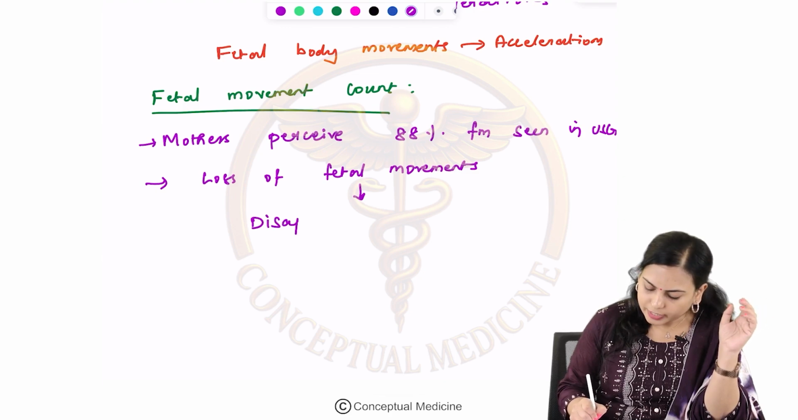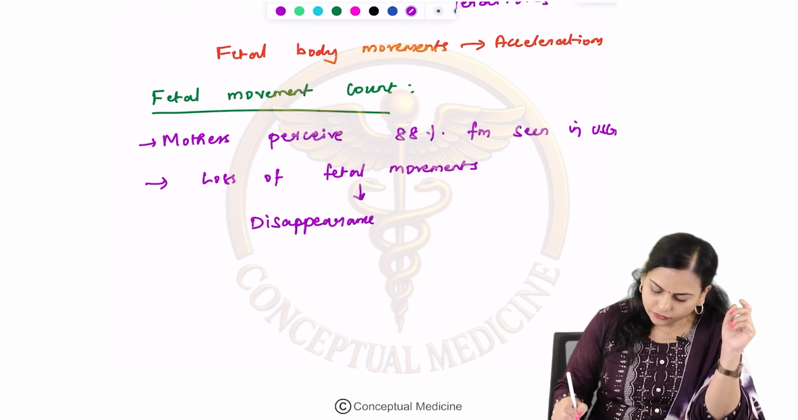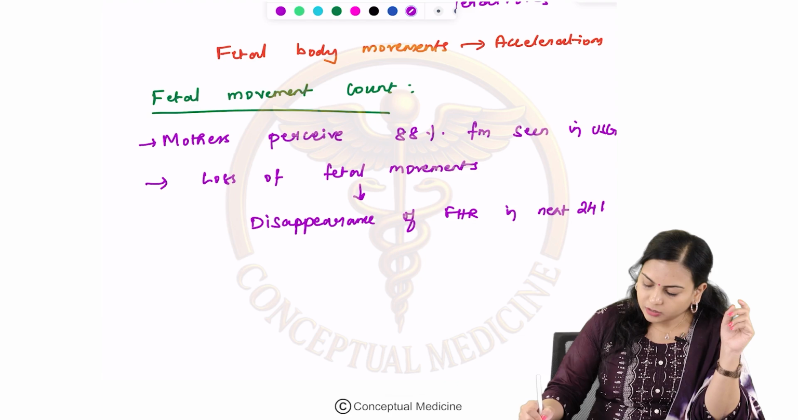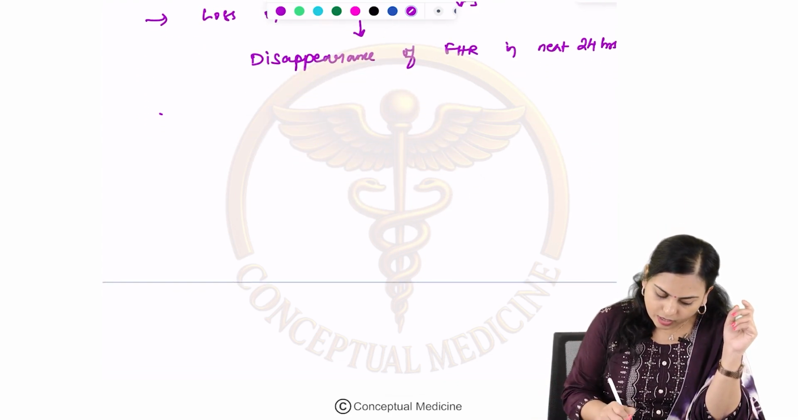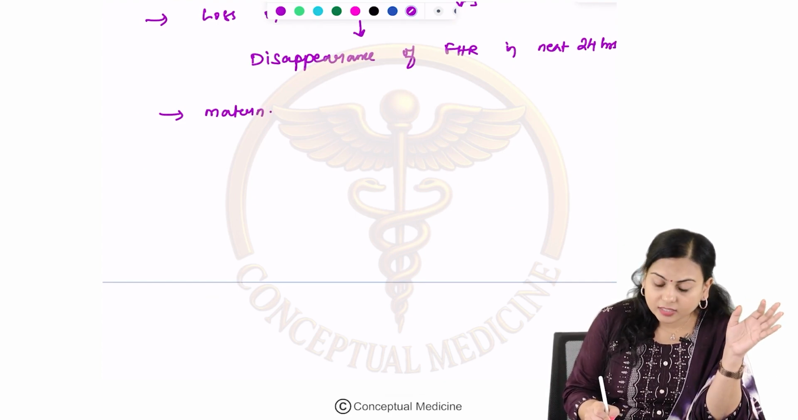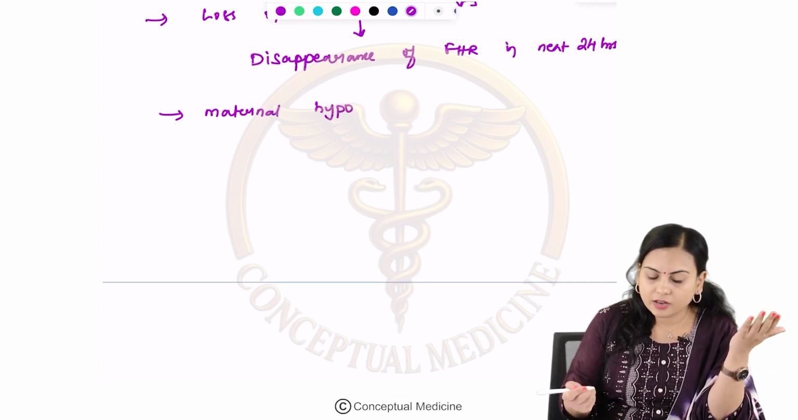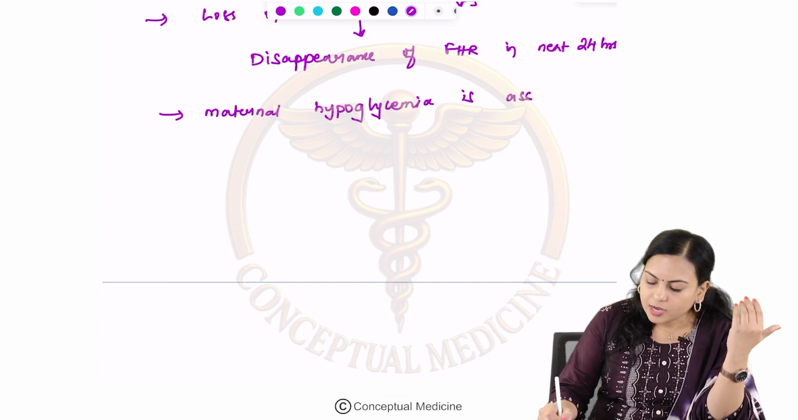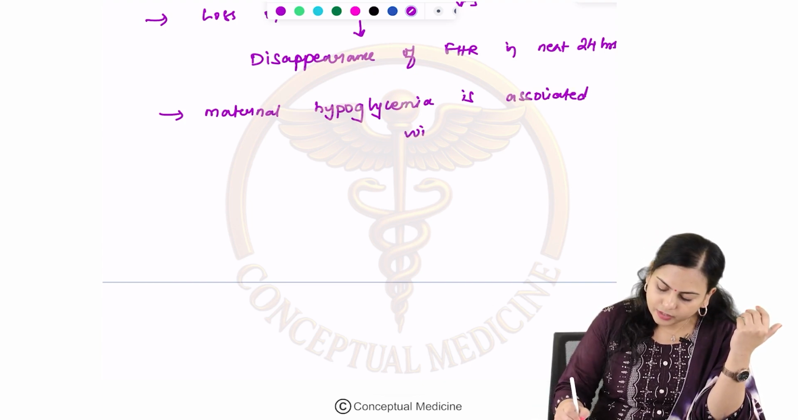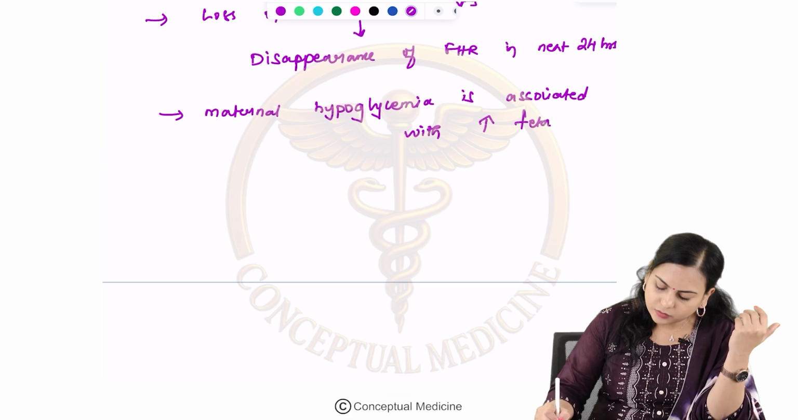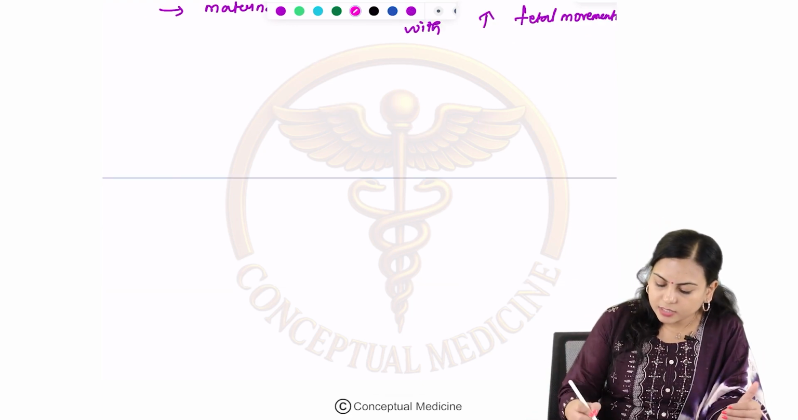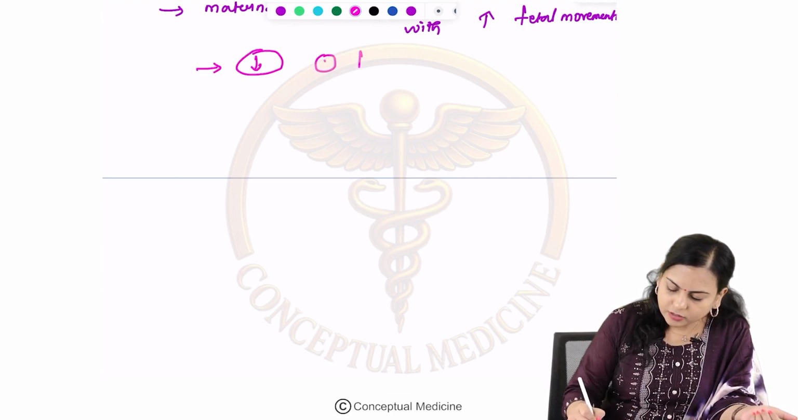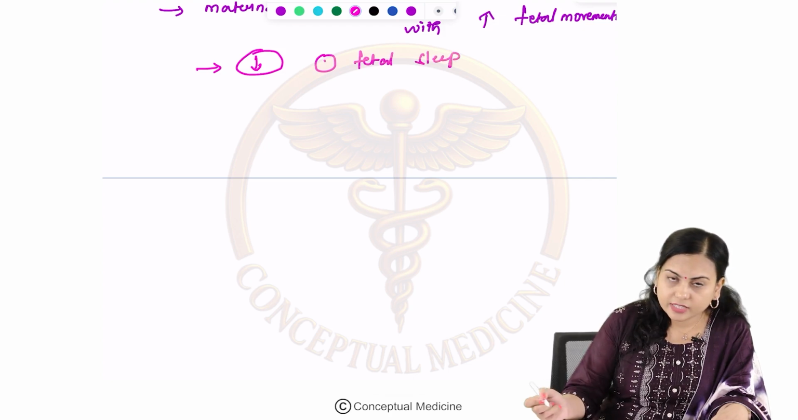Okay, so whenever there is loss of fetal movements by the mother, there will also be disappearance of fetal heart rate in the next 24 hours. Clear? And remember the fact that whenever the mother is starving or fasting, so maternal hypoglycemia is associated with increased fetal movements. And the fetal movements are reduced during fetal sleep, as we have already discussed.